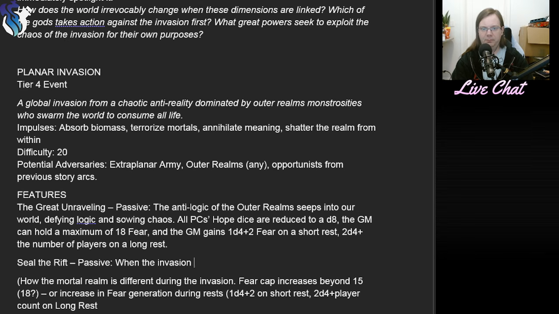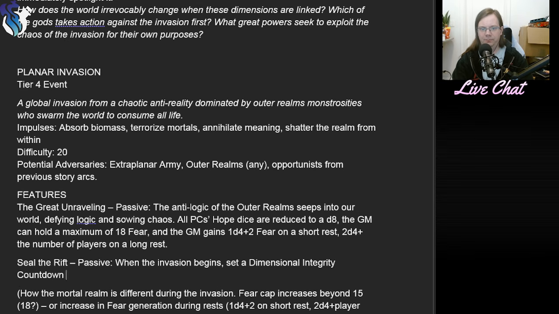When the invasion begins, set a dimensional integrity countdown, 6. This is going to be the thing that the player characters do a tug of war over. Dimensional integrity, when it ticks down, is going toward the world is ending, right? Your reality is. But if dimensional integrity increases to a certain level, the invasion will be ended.